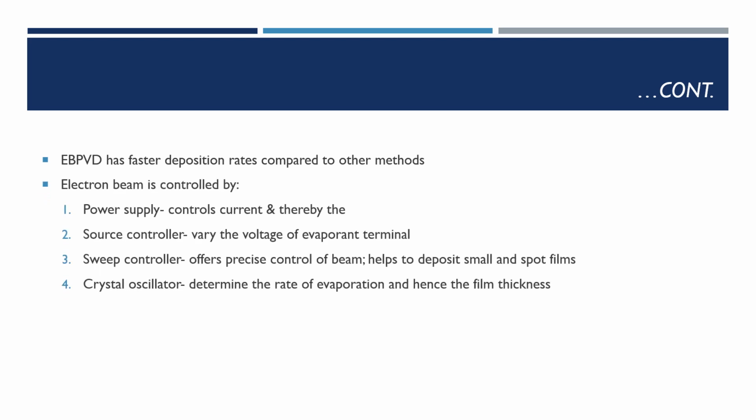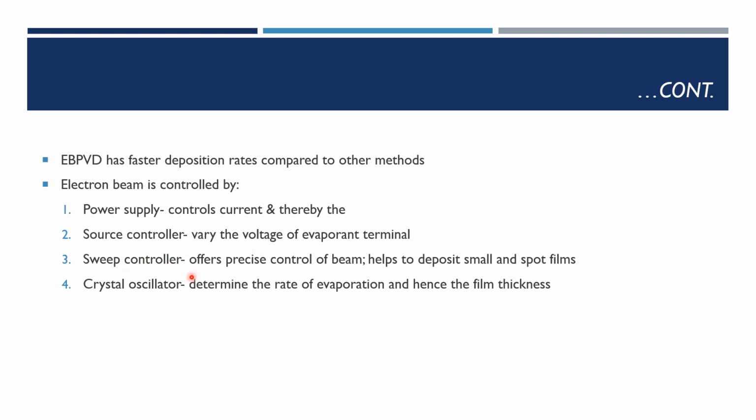Now this process is controlled by four parameters. The first one is the power supply, which includes the current supplied to the filament, and thereby the number of electrons ejected from the filament is controlled. The second one is the source controller, which varies the evaporant voltage of the evaporant terminal. We saw that the ingot or the evaporant material is kept at a positive voltage with respect to the filament, and the source controller can control the voltage of this ingot.